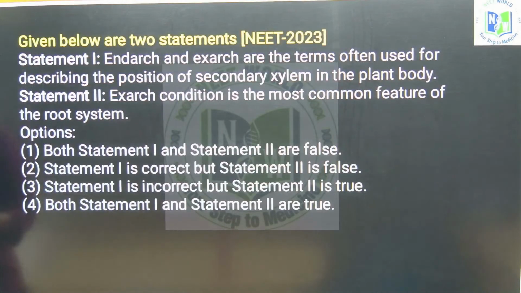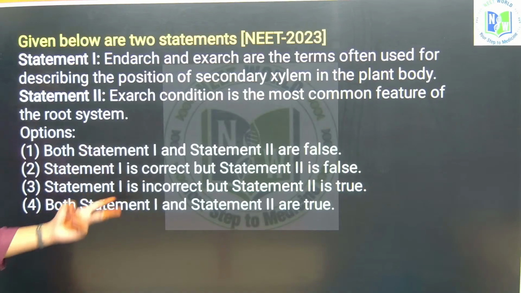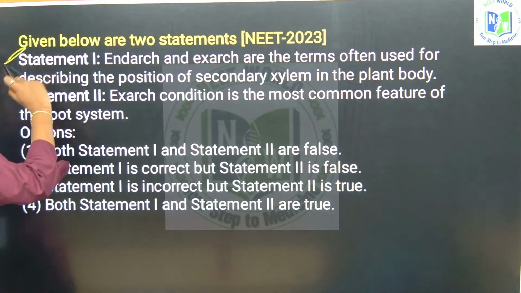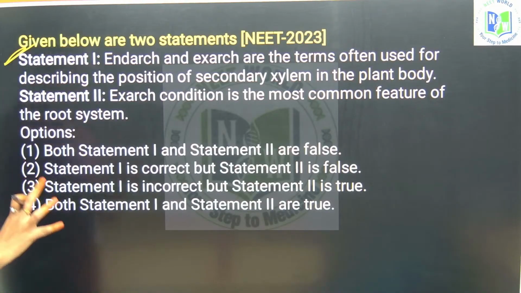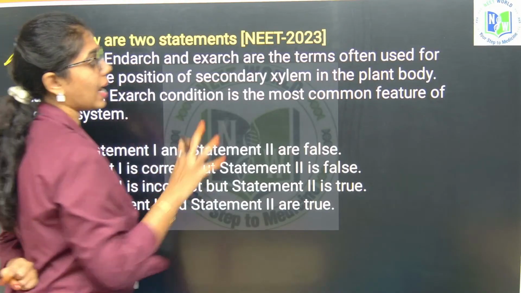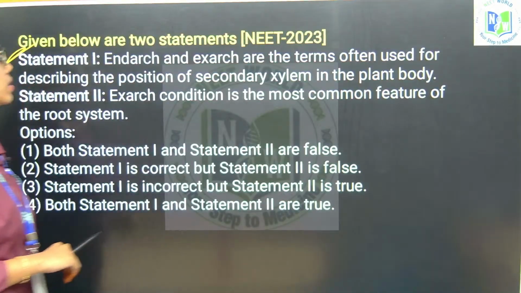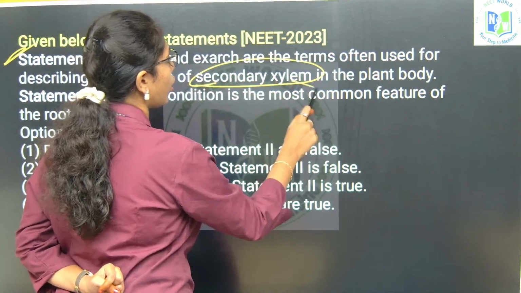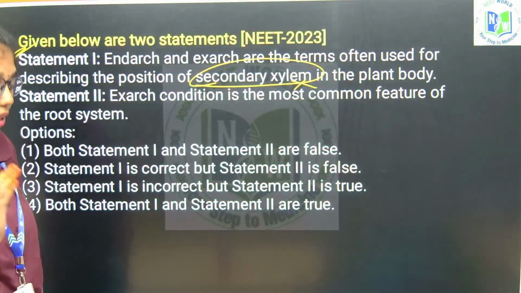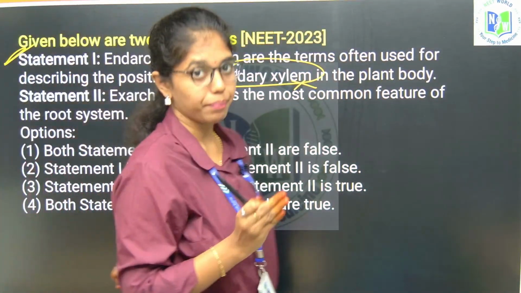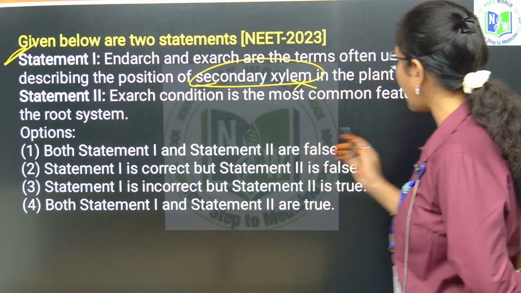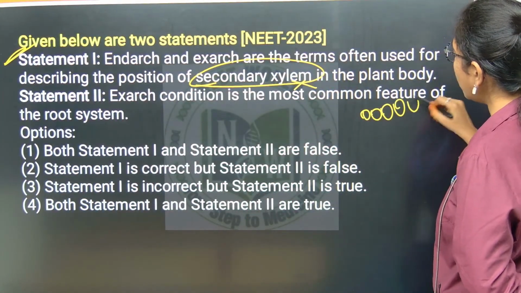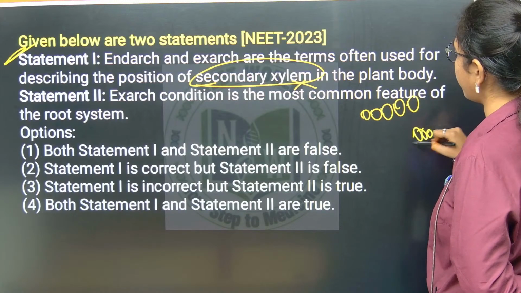Here again, given below are two statements. Statement 1 and statement 2 are given. So look at here. In statement 1, endarch and exarch are the terms often used for describing the position of secondary xylem. Wrong. The primary xylem, whichever is built in root or stem, will be developing either from the peripheral end to the inside or from inside to the peripheral end.